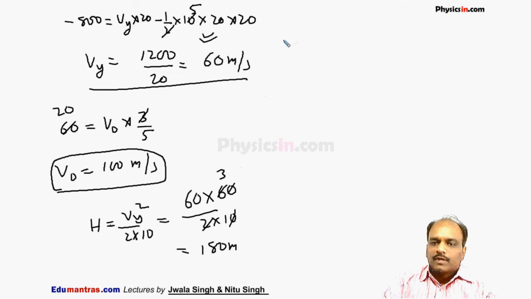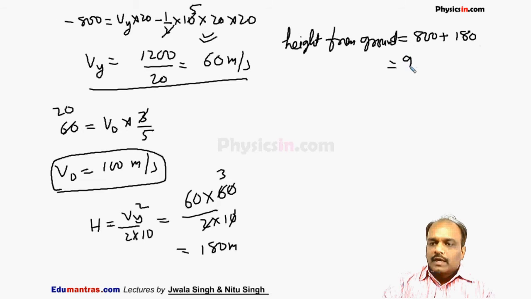So maximum height from ground is 800 plus 180 meter, so it is equal to 980 meter. This is the maximum height attained by the bomb from the horizontal ground.